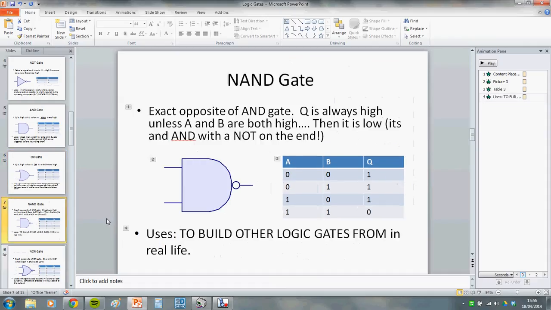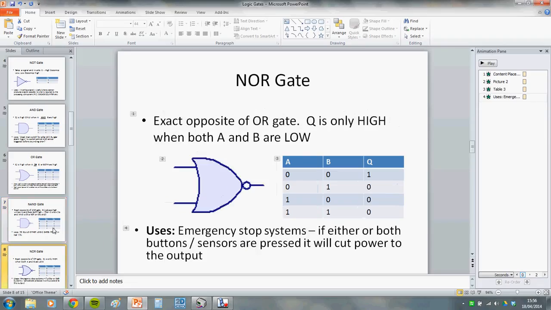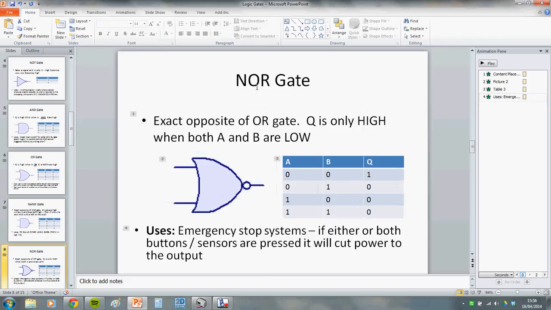To be honest, with year 12, if you can remember those three, you can build a NAND gate and you can build a NOR gate, so long as you understand that a NAND is made up of an AND and a NOT, and a NOR is made up of an OR and a NOT.